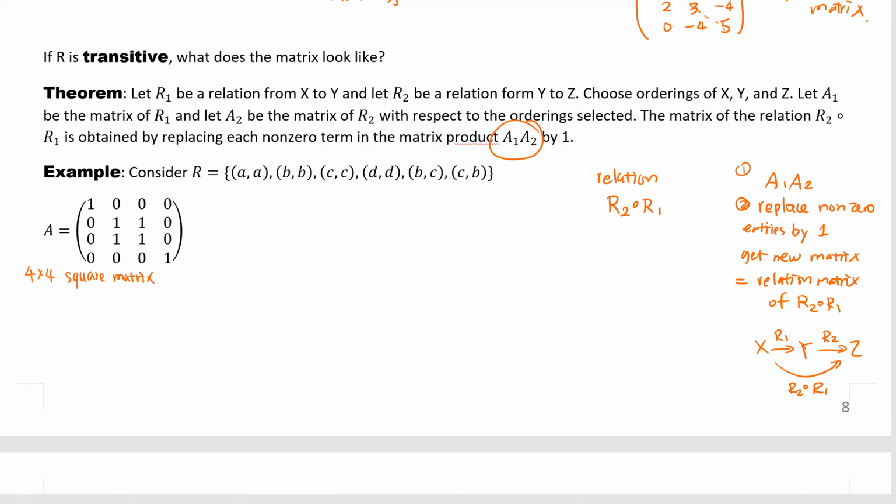Okay, so what is A times A? Let's copy them down again: 1 0 0 0, 0 0 0 1, 1 0 1 1, 0 0 0. Actually, can you see this matrix is symmetric? This is the diagonal, and we can see it forms a mirror image about the diagonal. So this matrix is symmetric. Then we can tell now the relation R is a symmetric relation. Okay, let's continue.